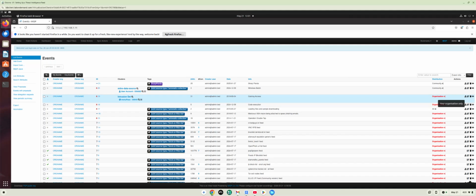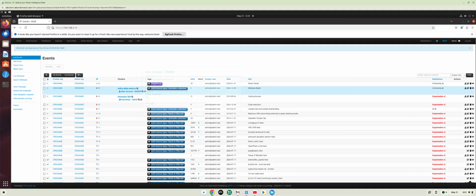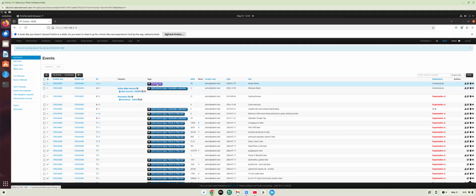All right, so if we look at the first event again, we can see that the first event is being attributed to something called SharpPanda. And what we see here with this purple outline around it, that's a tag.